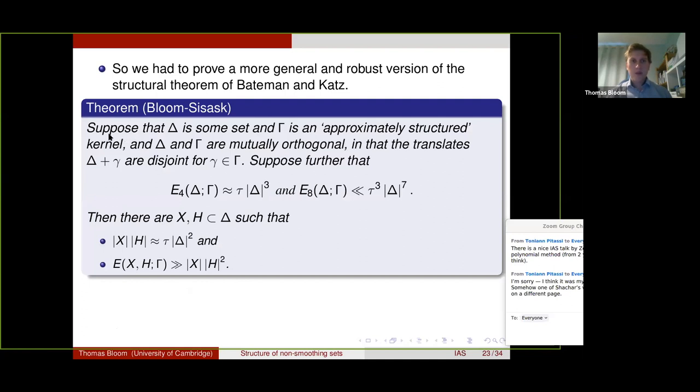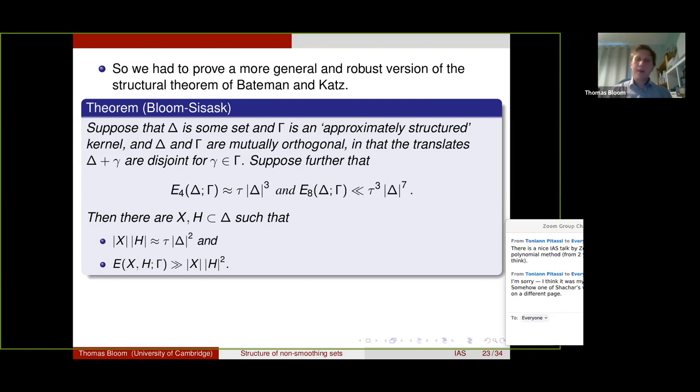So this is essentially the same as the theorem of Bateman and Katz, with the key difference being that all the energies now are relative to gamma, where gamma is some kind of approximately structured kernel. Okay, so think of it as being some sort of ball around the identity. And I'm also going to assume that delta and gamma are mutually orthogonal. So delta is gamma separated, if you like, which is a reasonable thing to ensure in practice.